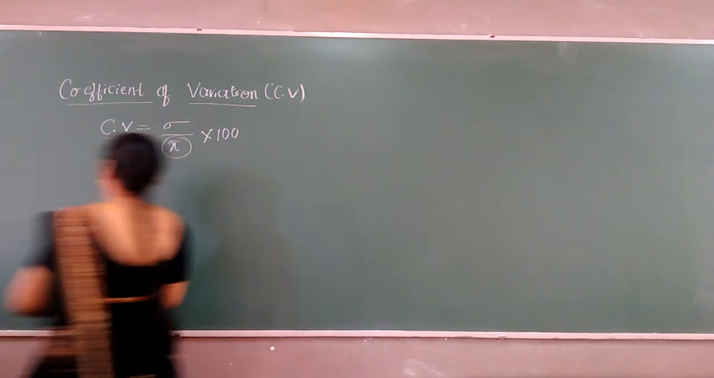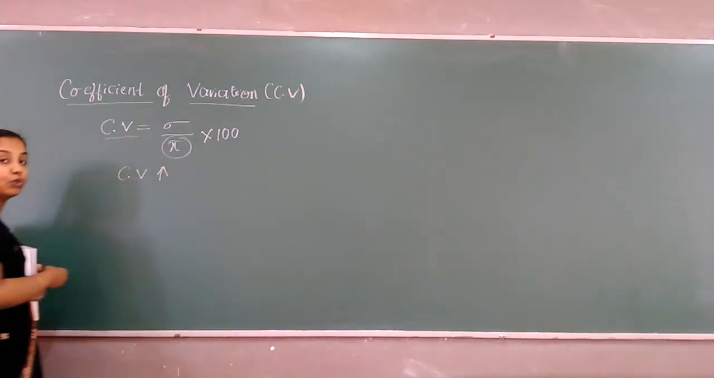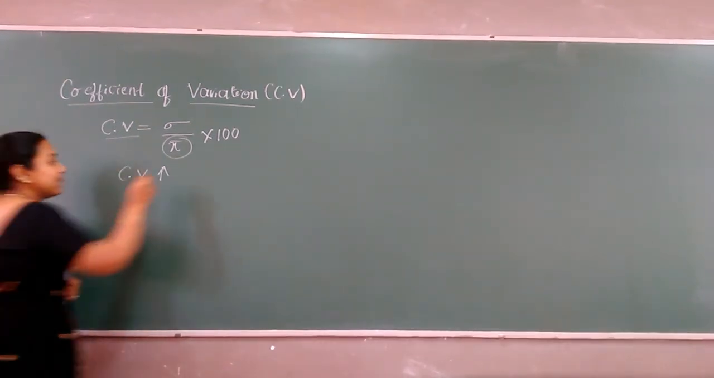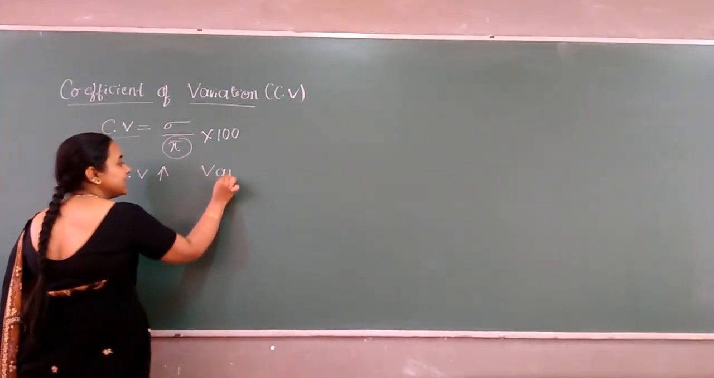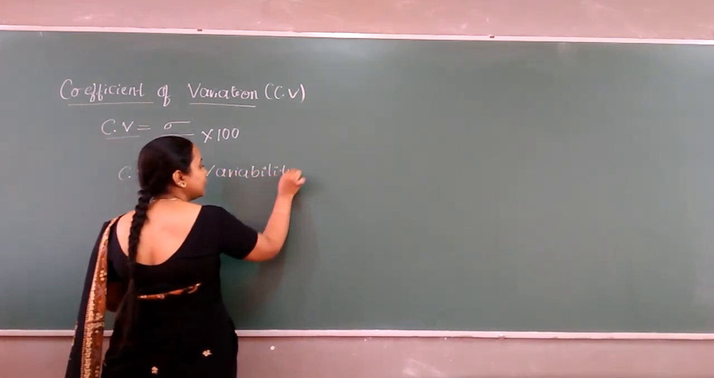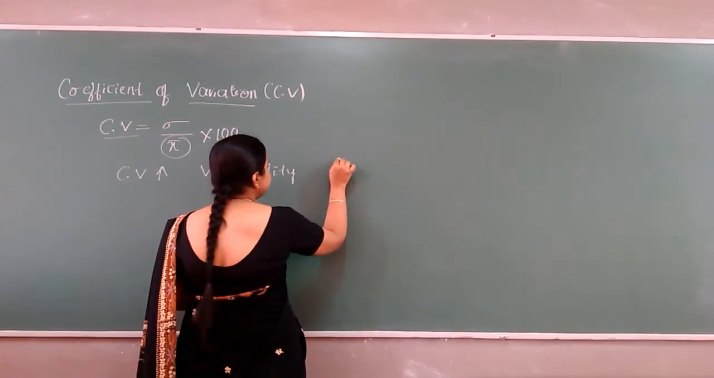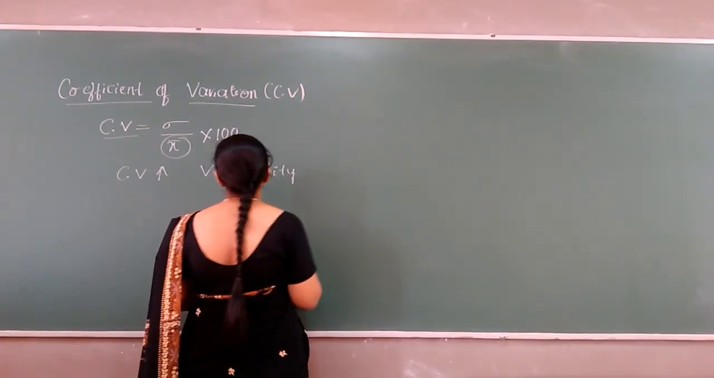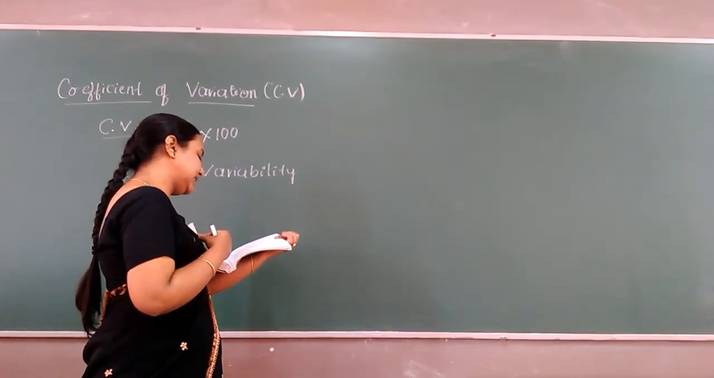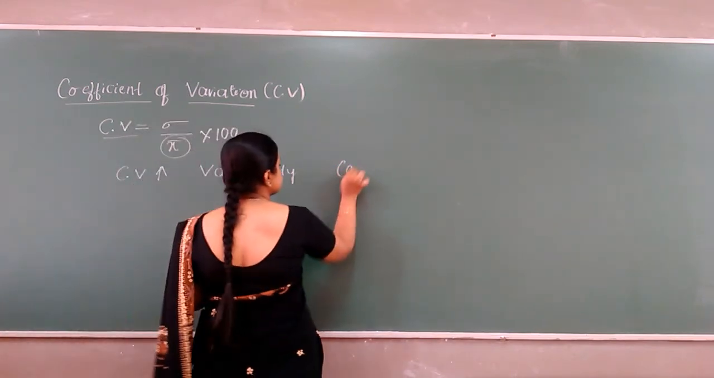So what can you conclude? If the coefficient of variation is more, that is, variability is more, then we will speak here more about variability. Okay, and what you can say? Variability, and one more thing, which is consistency.